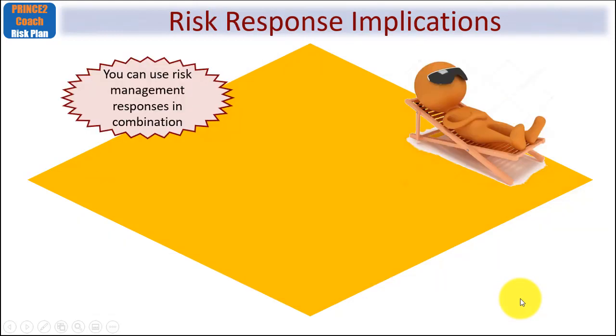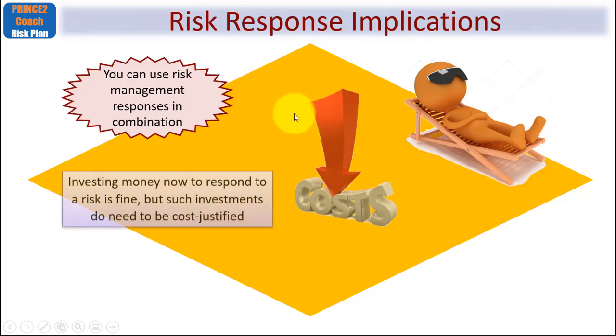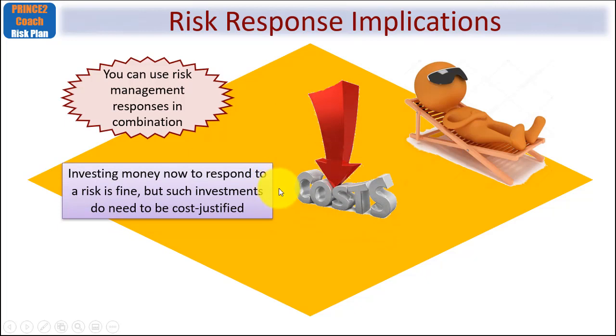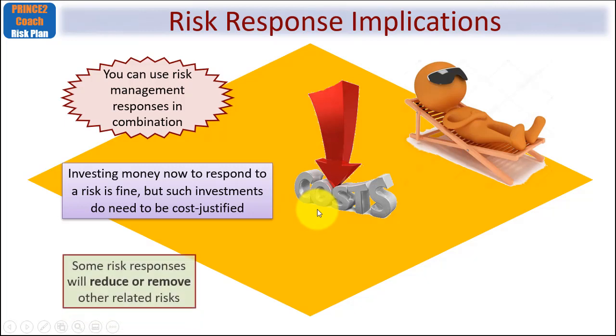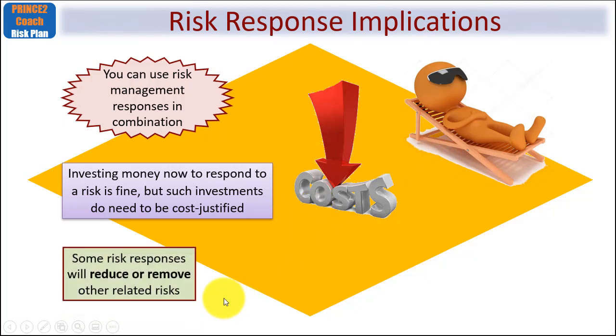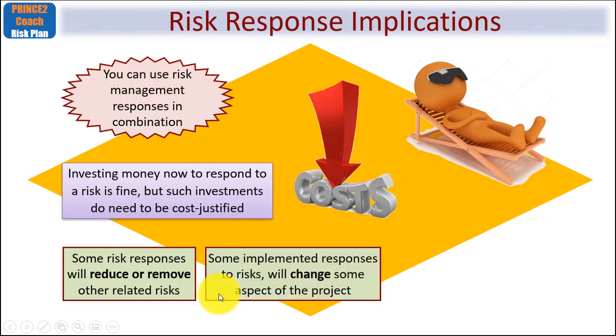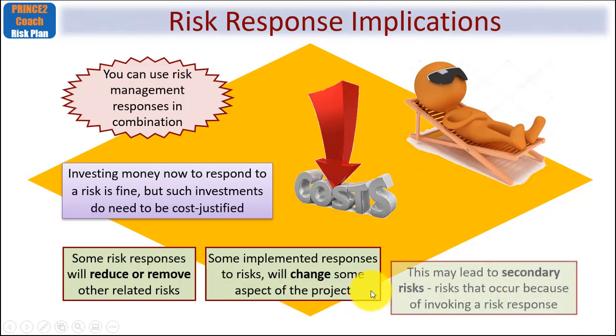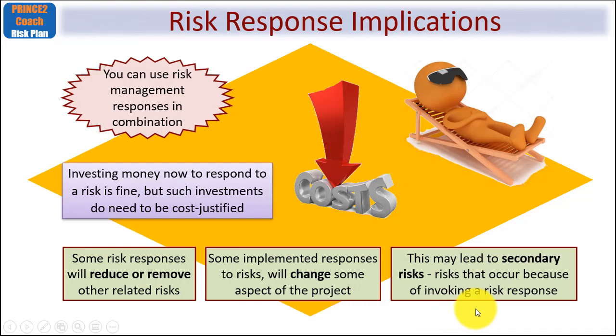Now, a quick look at risk response implications. Fairly obvious, this slide. You can use risk management responses in combination, I've said that several times, and investing money now to respond to a risk is fine, but such investments do need to be cost justified. Now, some risk responses, as I've suggested, will reduce or remove other related risks, while other implemented responses to risk will maybe change some aspect of the project. And third, this may lead to secondary risks. Again, we've touched on that earlier. Risks that occur because of invoking a risk response itself.